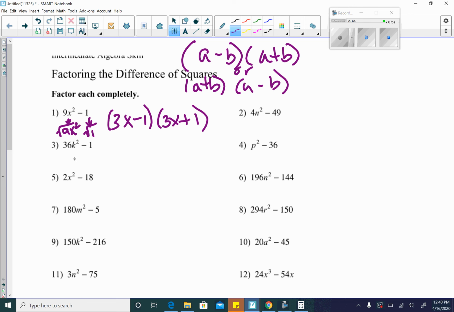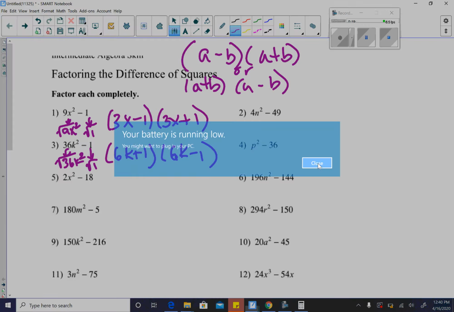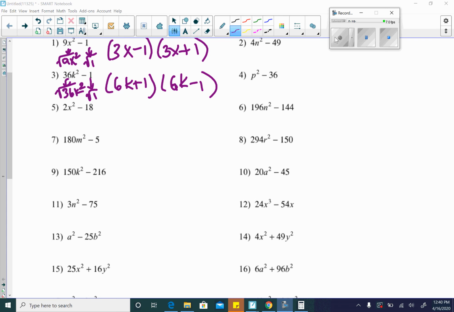Let's keep going. Can I take the square root of this? Yep, there's no GCF. 36k squared. That will be 6k. Okay. Square root of 1 is 1. Doesn't matter the order. So if you want to do minus 1 plus 1 for all of them, that's fine. Okay, now look at number 5.